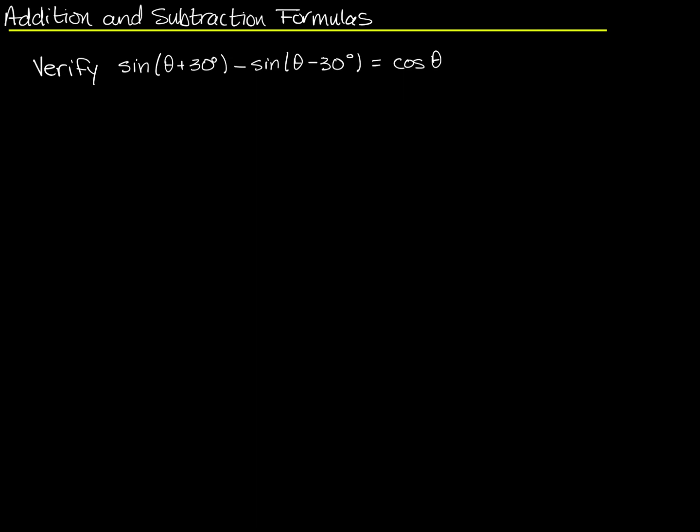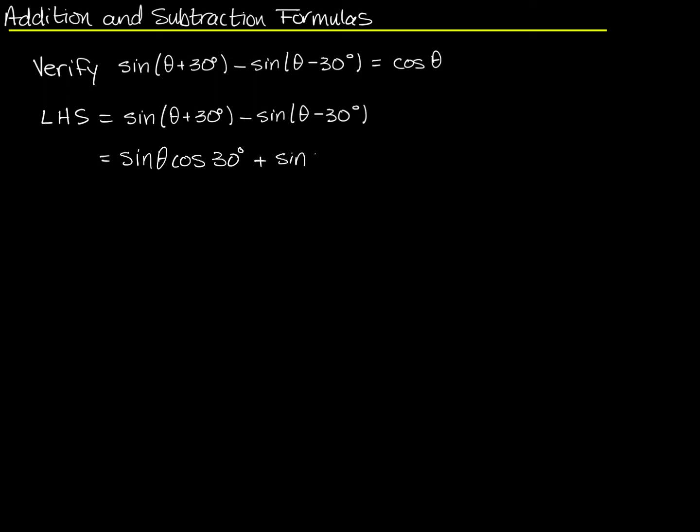Since we're doing a proof, I'm going to start by writing left-hand side equals, and then I'm just going to copy and paste the left-hand side. That is equal to, I have a new way to write the sine of the sum of two angles and the sine of the difference of two angles. So I'm going to use that. I'm going to write this as the sine of theta times the cosine of 30 degrees plus the sine of 30 degrees times the cosine of theta. That is this term.